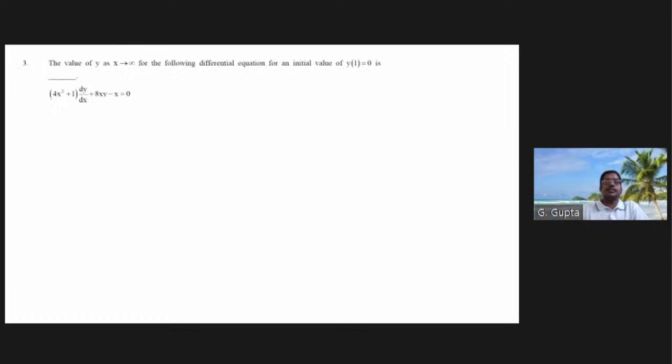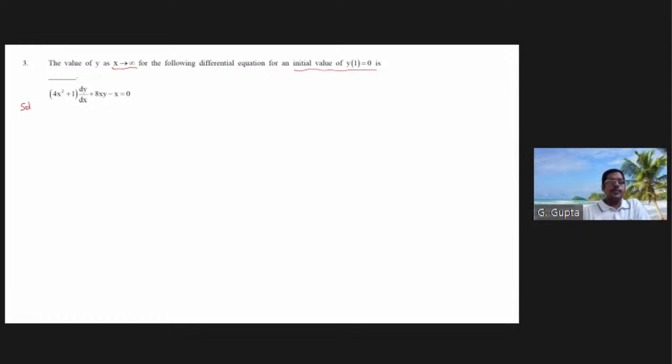So this is an example GATE question. The value of y as x tends to infinity, please underline. This is a condition given. For the following differential equation, for an initial value of y of 1 is equal to 0, which means the y value is 0 when x is equal to 1, is dash. The differential equation given is 4x squared plus 1 into dy by dx plus 8xy minus x equal to 0.